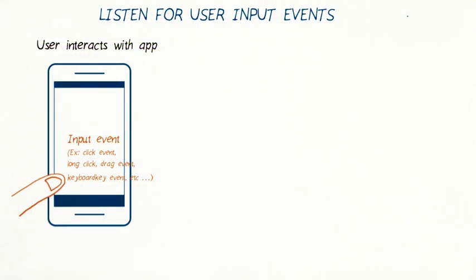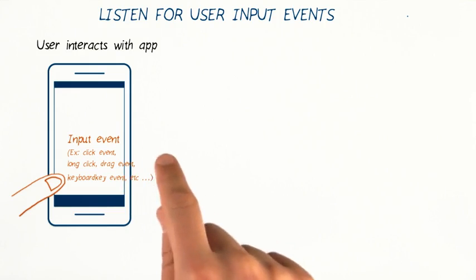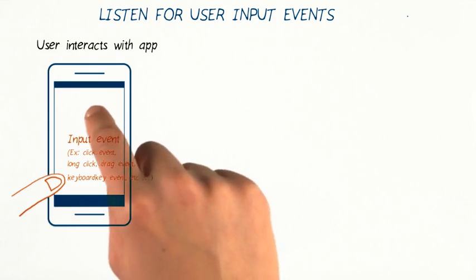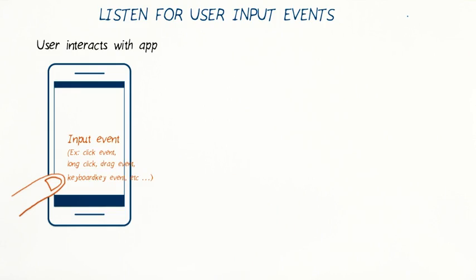When a user is interacting with their Android device, they interact with the apps by touching the screen. And these correspond to user input events in Android. For example, there's a click event when a view is pressed. Other types of events include long click, drag events, key events. This is when a key on the keyboard is pressed, and there are many others.